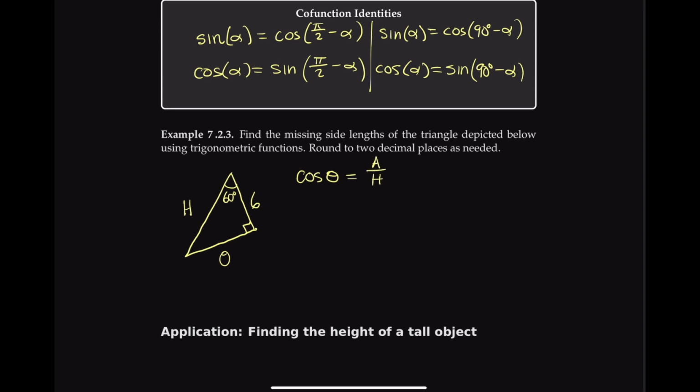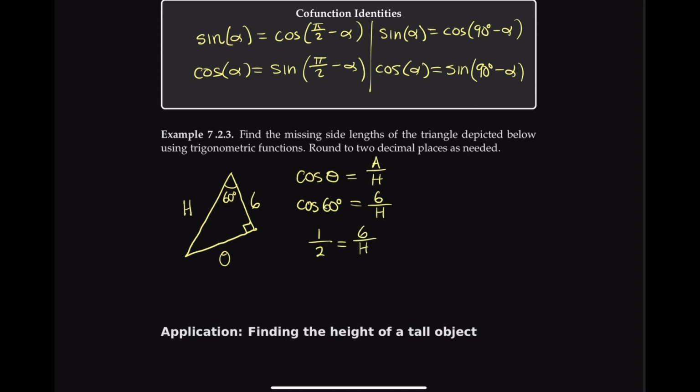So let's write out what we have here. We know that the cosine of 60 degrees is going to be equal to 6 over h. But we just figured out what the cosine of 60 degrees was in our previous problem, right? That's 1/2. And so we have 1/2 equals 6 over h.